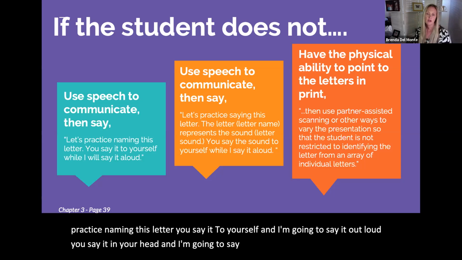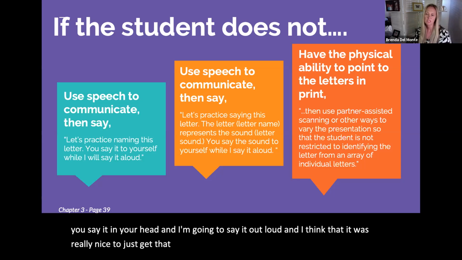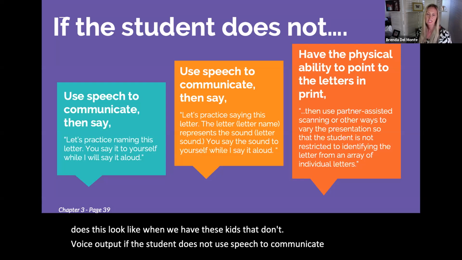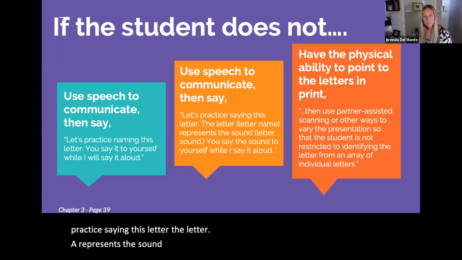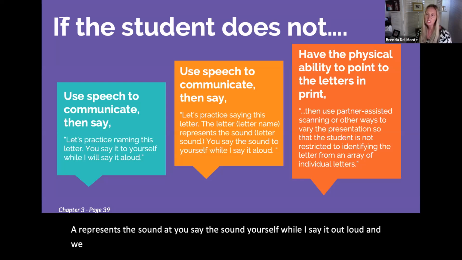I think it was really nice to just get that verbiage right off the bat about what this looks like when we have kids that don't do voice output. If the student does not use speech to communicate, then say, let's practice saying this letter. The letter A represents the sound A. You say the sound to yourself while I say it out loud. And we aren't testing. We are just teaching them how to create that inner voice.